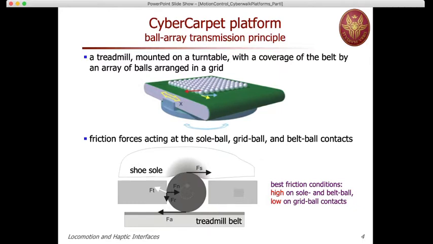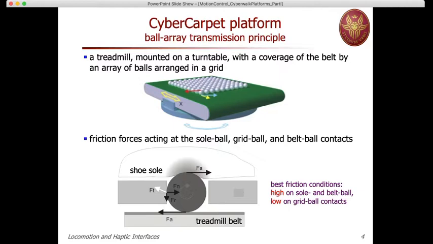On the other hand, the ball is in contact with the grid, and it generates a friction force, which can be decomposed into a normal force and a tangential force. And we would like the friction at this contact to be the least possible, so that the ball is not opposed by this contact in its pure rolling. This physical consideration guides us in the choice of the material of the belt, the material of the grid, the size of the ball itself, and so on and so on.